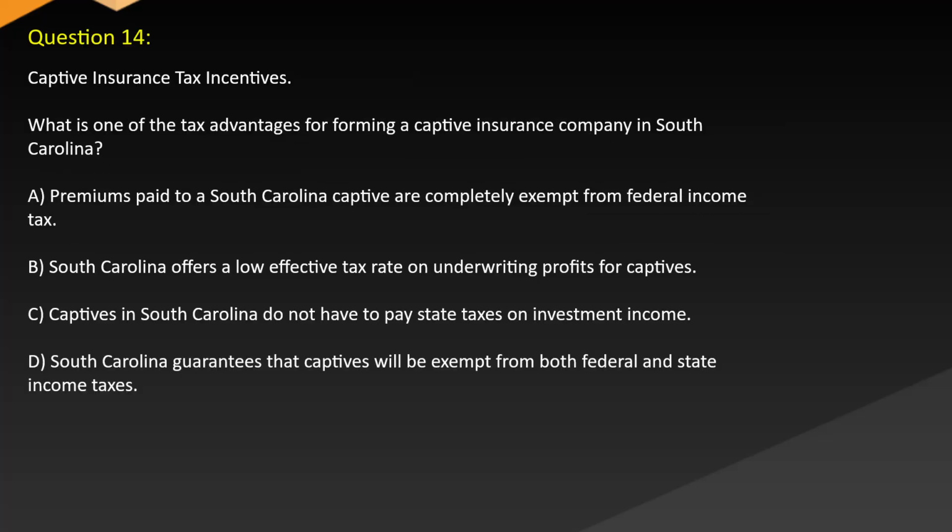Question 14. Captive insurance tax incentives. What is one of the tax advantages for forming a captive insurance company in South Carolina? A. Premiums paid to a South Carolina captive are completely exempt from federal income tax. B. South Carolina offers a low effective tax rate on underwriting profits for captives. C. Captives in South Carolina do not have to pay state taxes on investment income. D. South Carolina guarantees that captives will be exempt from both federal and state income taxes.